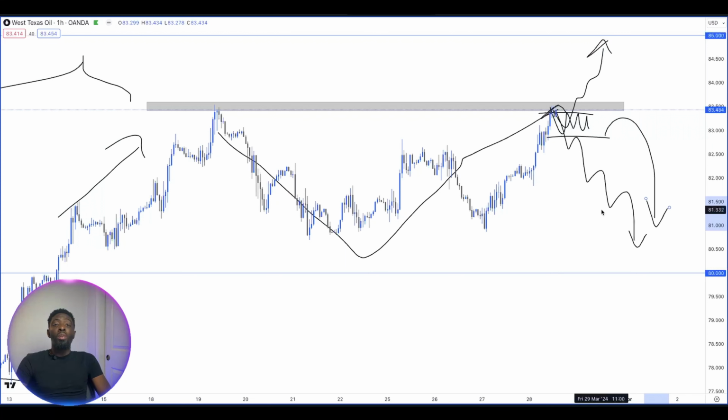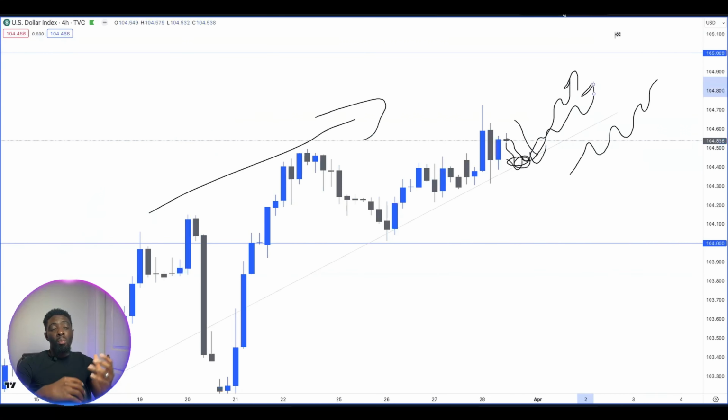This is how you prepare for the week ahead, guys. It's not rocket science. It's just you looking at price action and preparing for all possible scenarios.